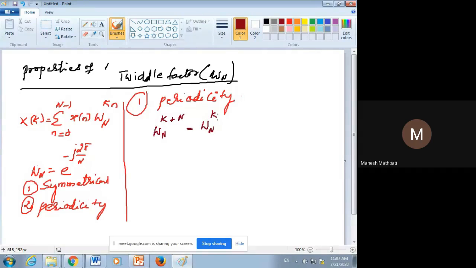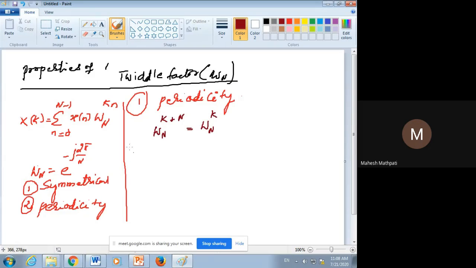What is the statement of periodicity property of DFT? X of k is equal to x of k plus N for the DFT case, and for the IDFT case, x of n plus N equals x of n. Very good. Now let us write a proof for this.